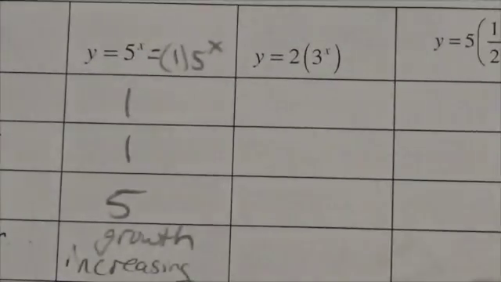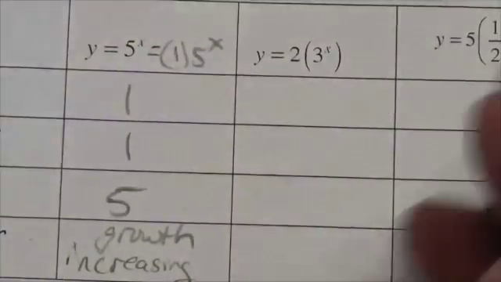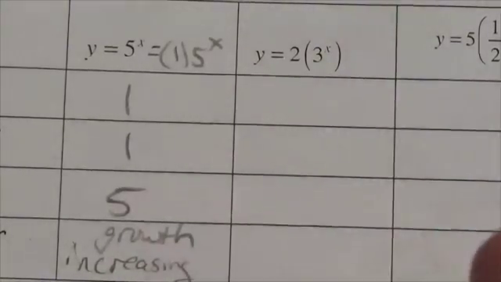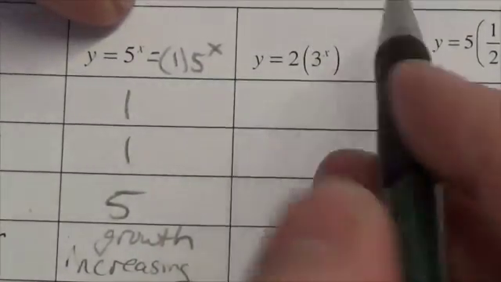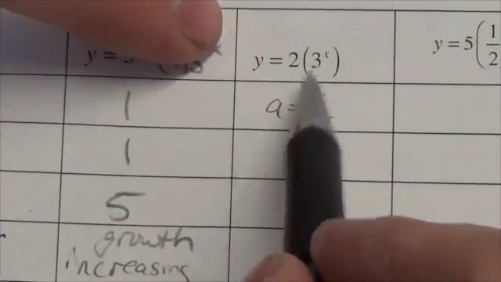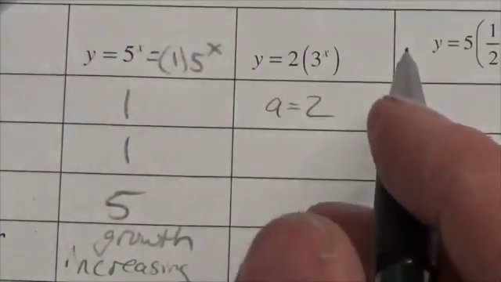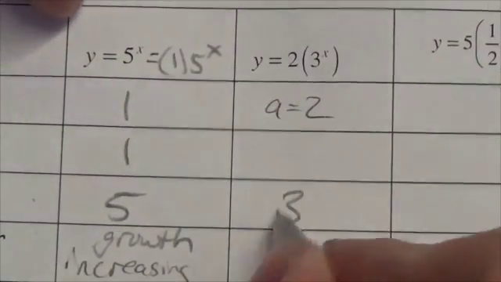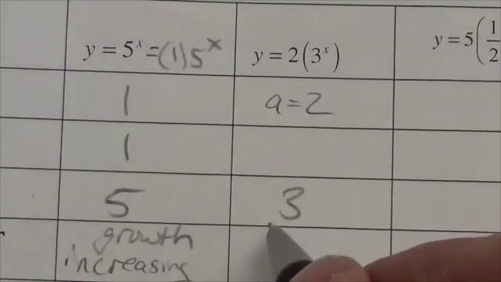Let's take a look at the next one. This is a little bit more clear because it visually follows the pattern that we're looking for here. The value of a here is 2. The base of the power is 3. So that's going to be b is equal to 3.